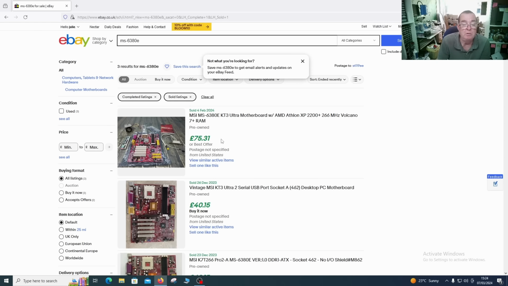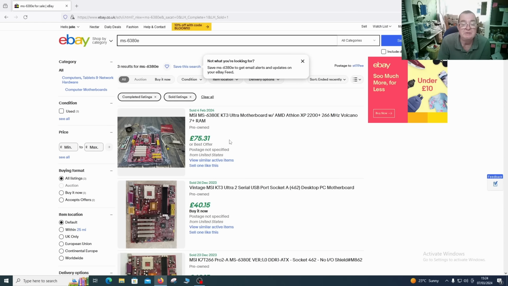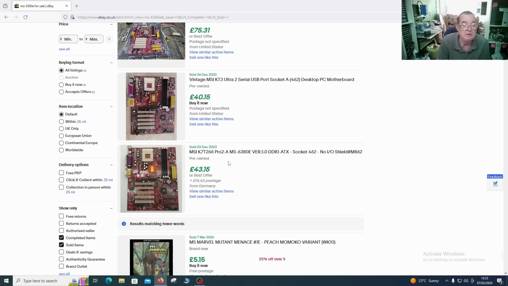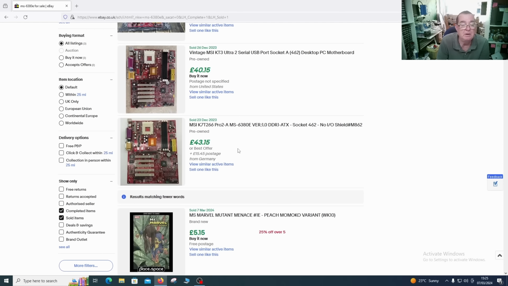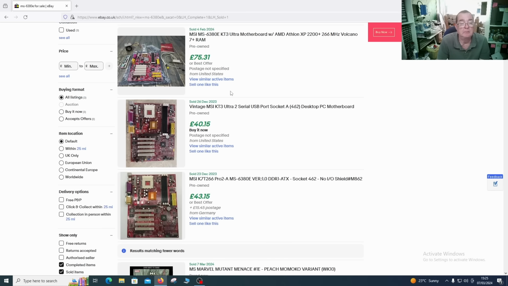Yeah, so one sold recently with pretty much the same processor as mine for 75 euros, but had some RAM as well. Another one sold for 40, 43. So these definitely do sell somewhere in this range of price. I mean, this one would go with the CPU as well. Okay, so definitely more than I paid for the machine, that's for sure.